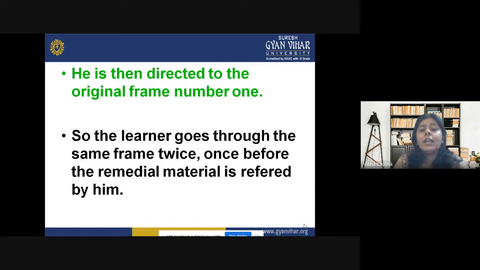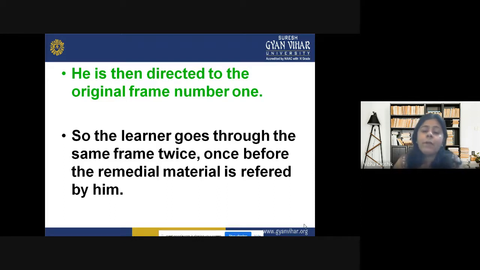He is again directed from there to the original frame number 1. It is instructed in the program that now you can go to the original frame number 1. So the learner goes through the same frame twice. The learner has already gone through that particular frame; after the remedial frame, an instruction will be there to go again to that original one. So the learner goes through the same frame twice.